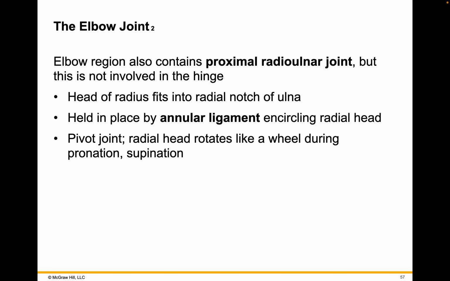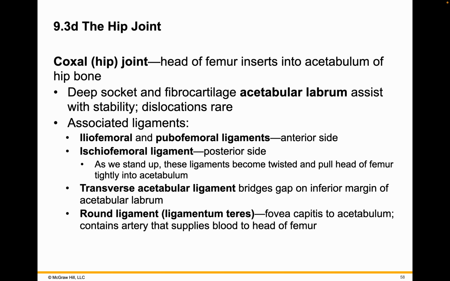Elbow region also contains a proximal radioulnar joint, but it's not involved in the hinge part. The head of the radius fits into the radial notch of the ulna. It's held in place by the annular ligament, which encircles the radial head, and that allows the head to rotate when you are going between pronation and supination. Supination, not super.